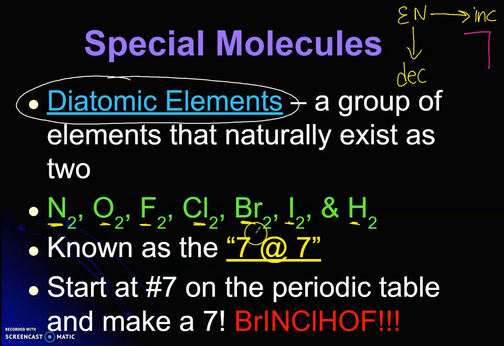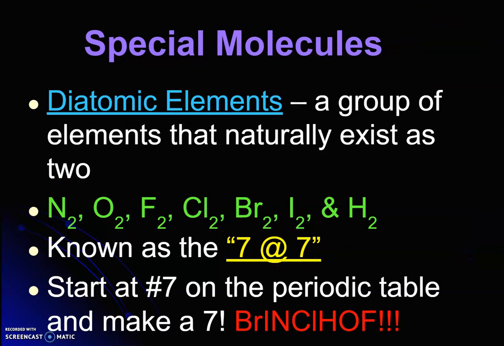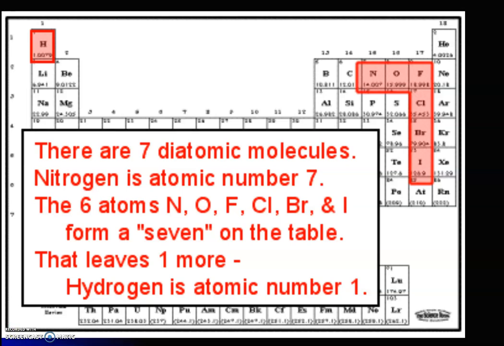They're actually known as the 7 at 7 because nitrogen is number 7 on the periodic table, and then we make a literal 7 on the periodic table. All right, so if we take a look at this guy right here, you see what I mean. All right, so nitrogen, oxygen, fluorine, chlorine, bromine, iodine. It is these six plus hydrogen that's known as the 7 at 7. All right, they are always together. They're always written when they're by themselves in a reaction or whatever, they're always written as a pair.